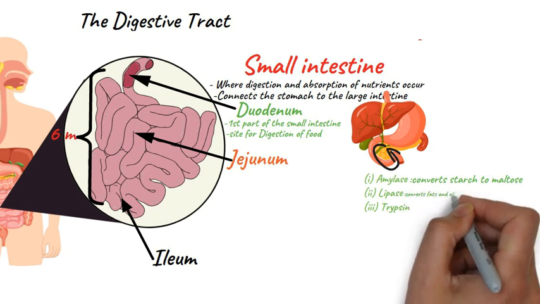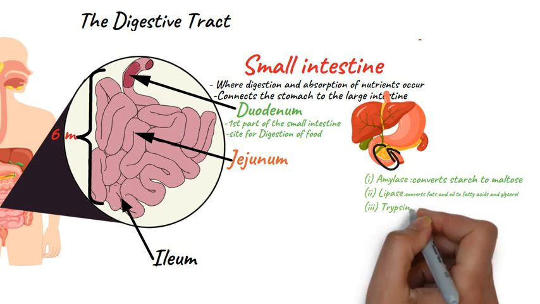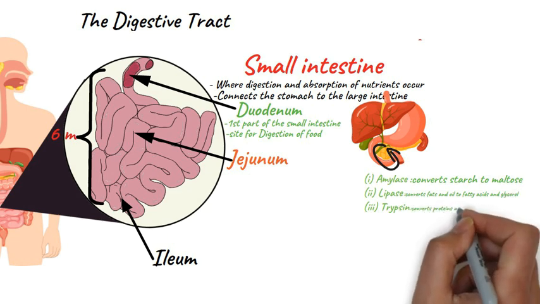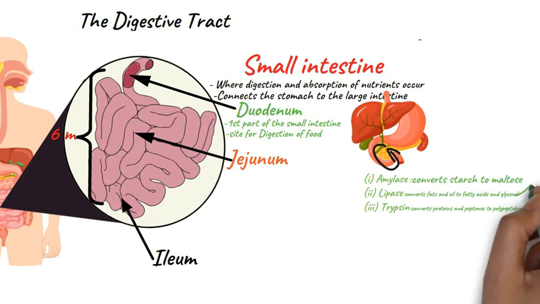Lipase converts fats and oils to fatty acids and glycerol. Trypsin converts proteins and peptones to polypeptides. The pancreatic juice is alkaline and provides that medium for enzymes.